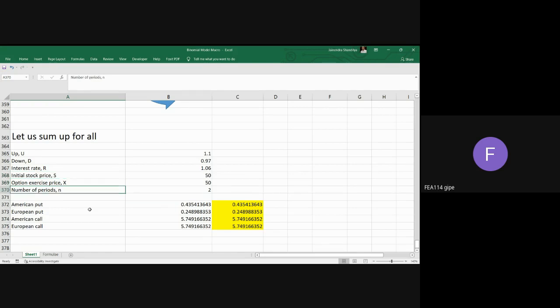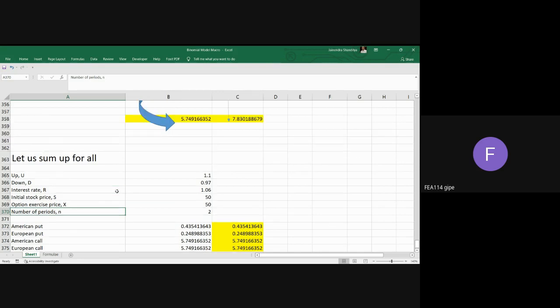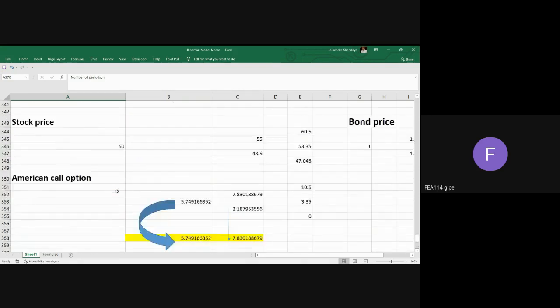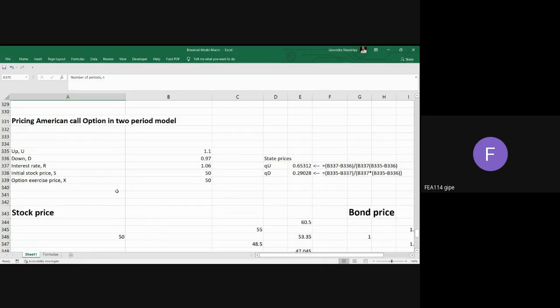If all these things are in order, then you can price whether it is an American or European, call or put option. So this is how it is to be done. So we are at the end of the call and put in the case of binomial option pricing.